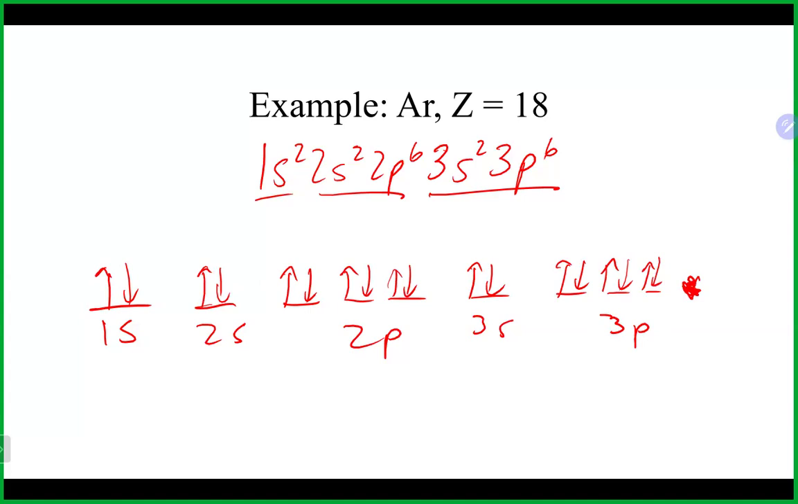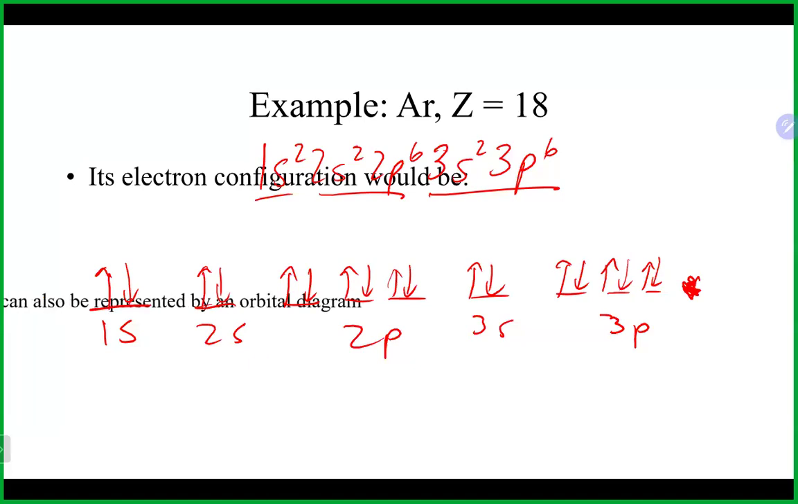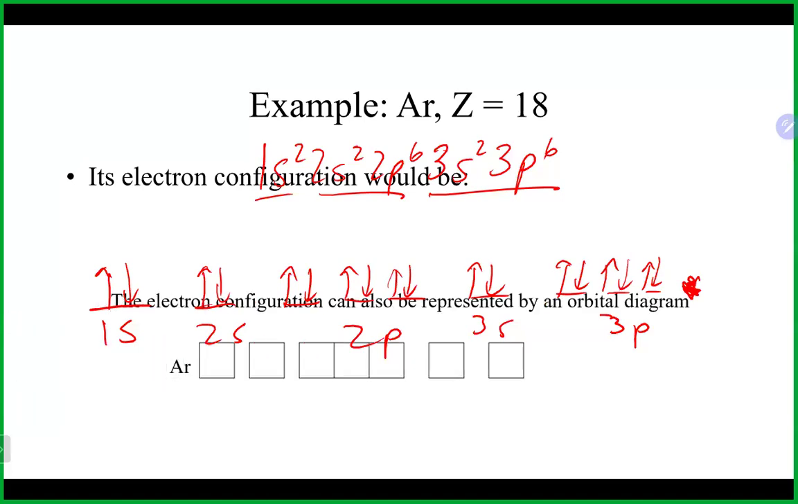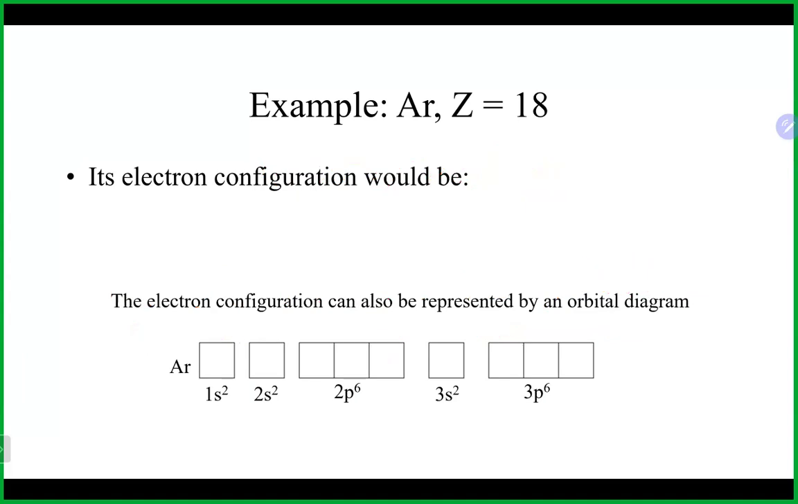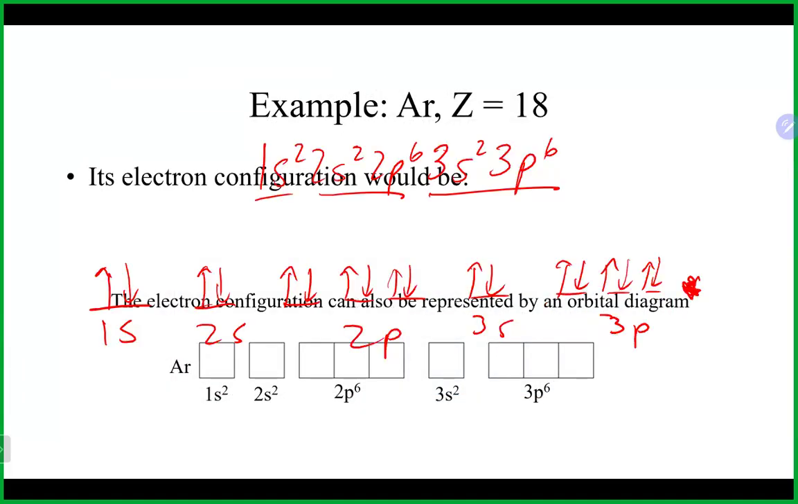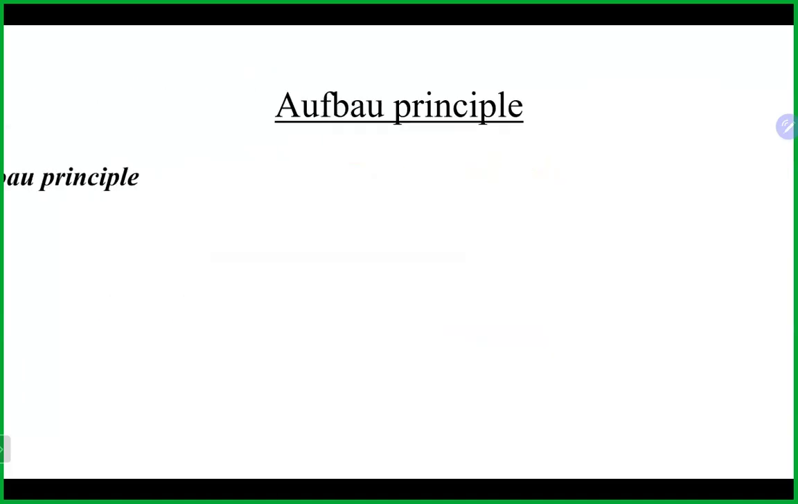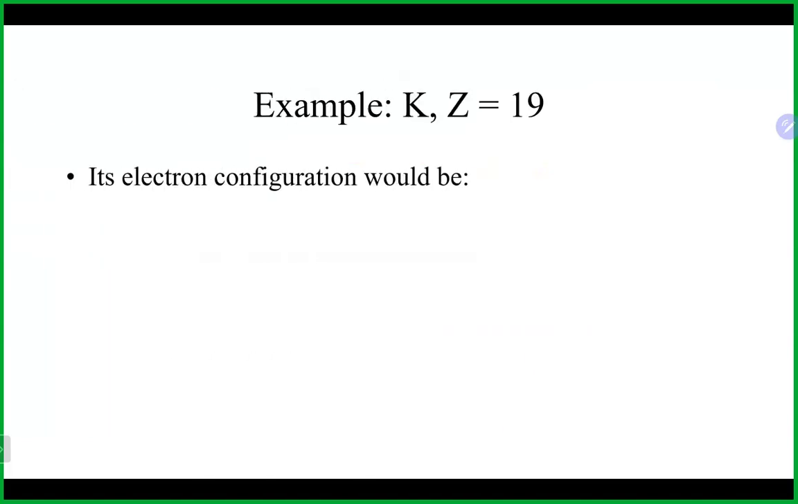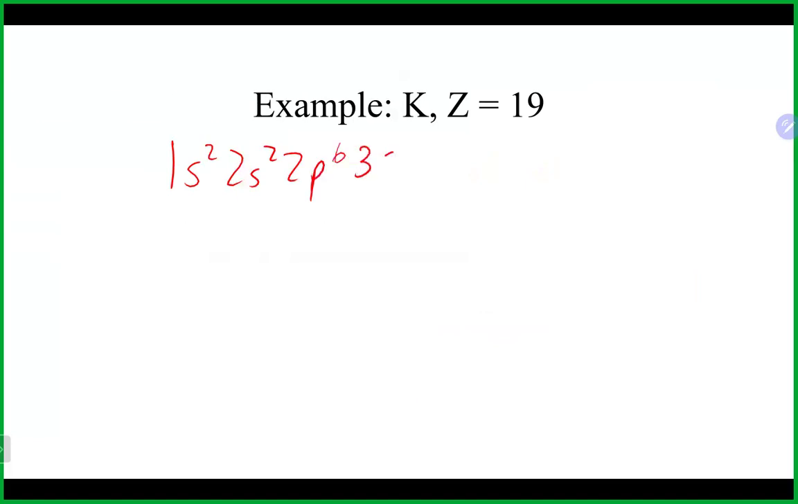So if we look at, for example, potassium, which is next there on the periodic table, number 19, and we do its electron configuration, it's 1s2, 2s2, 2p6, 3s2, 3p6, 4s1 in this case.